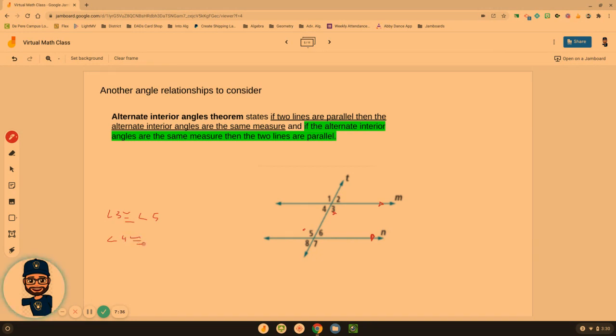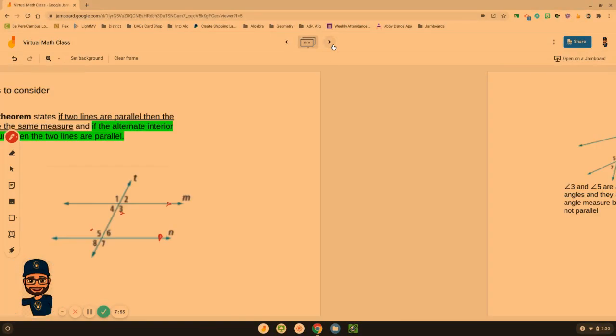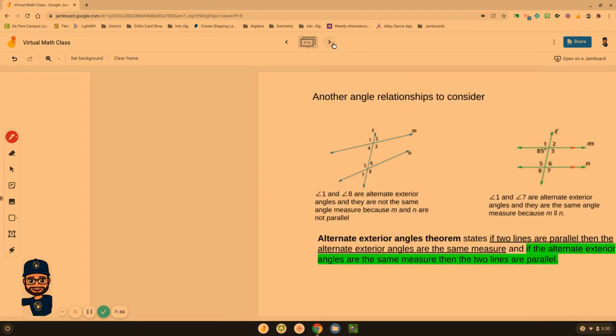So what this theorem is telling us is that if the lines are parallel, the alternate interior angles have to be congruent. Or we can switch that around. If 3 and 5 are congruent, then the lines have to be parallel. Okay, and that's what it's looking at in this one. Now, I'm going to skip that page.